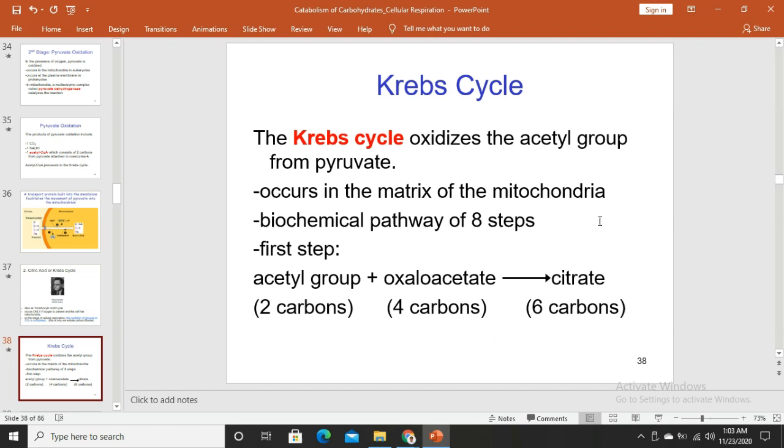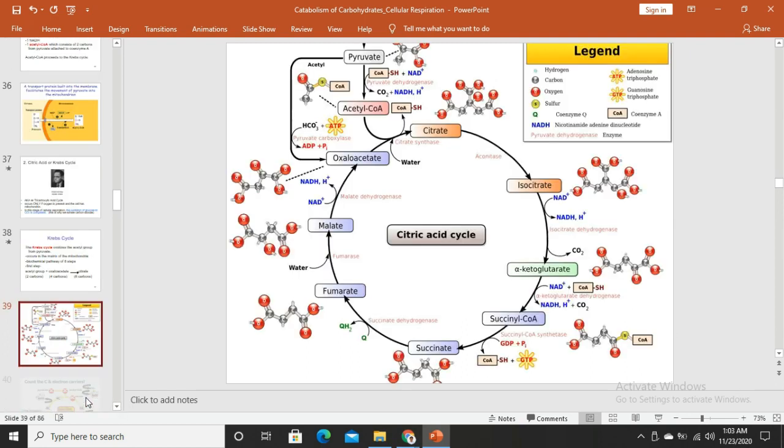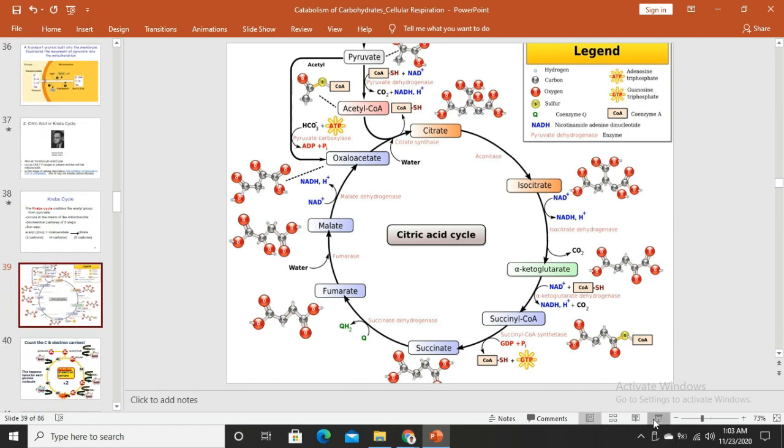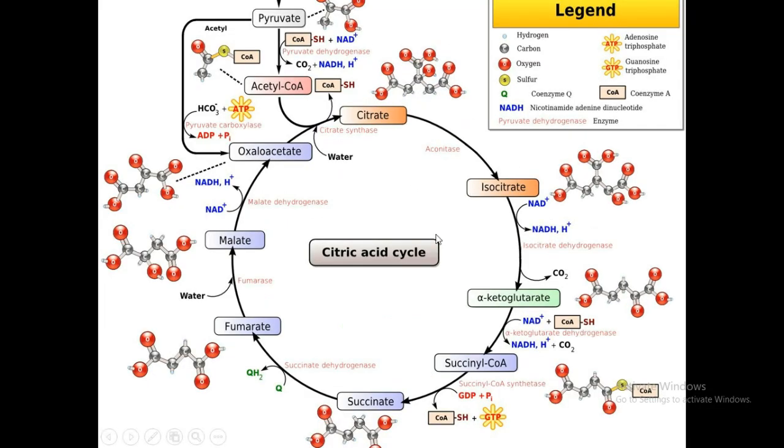Why is it called tricarboxylic acid cycle? Because citrate has 3 carboxylic groups. So that's why ang tawag sa iya is tricarboxylic acid cycle. Okay, kani. This is the totality of Krebs cycle. So ang citrate nimo tulo na nga carboxylic group diha. So that's why citrate is also called tricarboxylic acid.